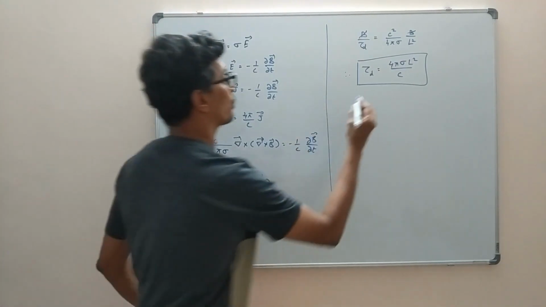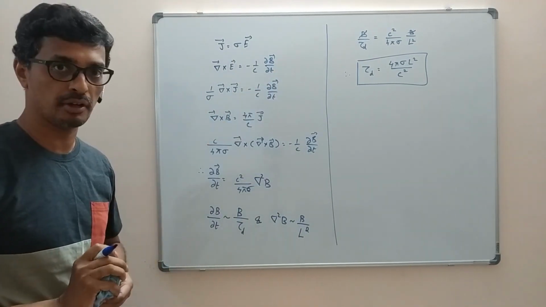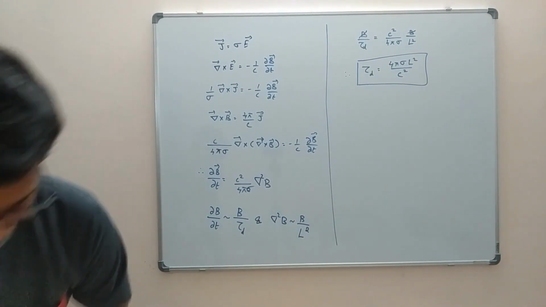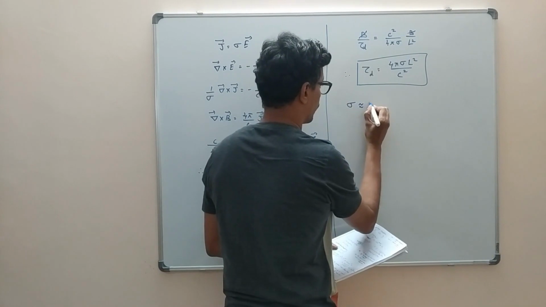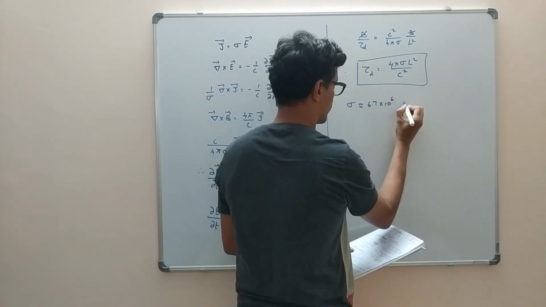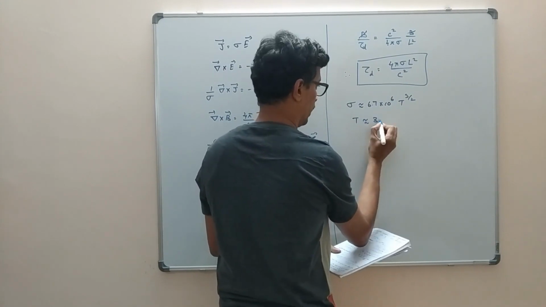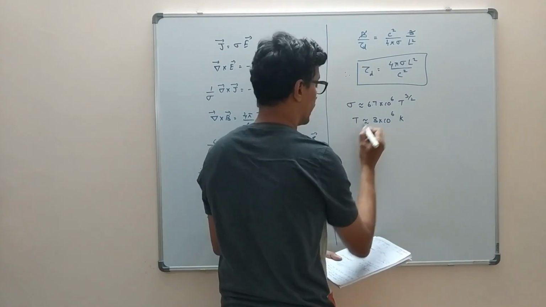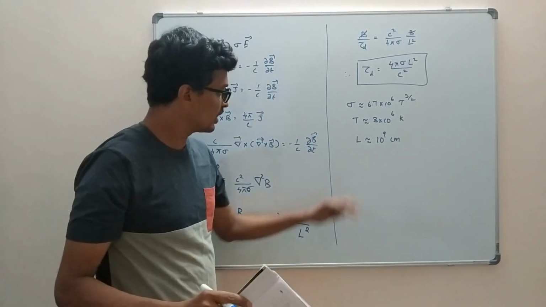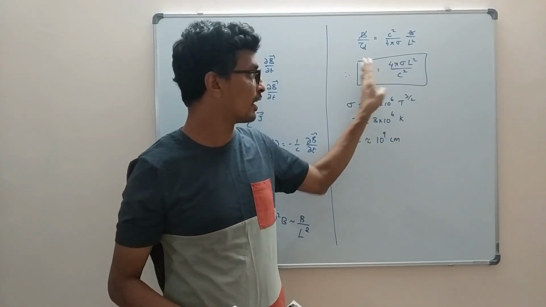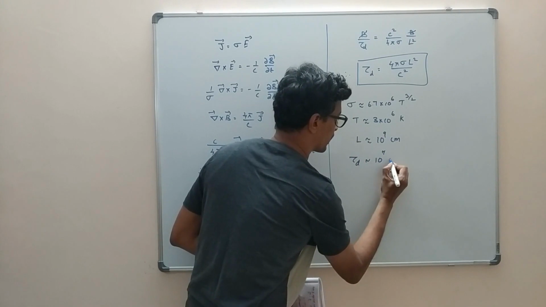Now let us put in typical values for a solar flare and see what tau D is going to be. For a typical solar flare, sigma is 6.7 into 10 to the power of 6 into T to the power of 3 by 2, the temperature T is 3 into 10 to the power of 6 Kelvin, and the length scale L is 10 to the power of 9 centimeter. Interestingly, when you put these values into this equation and calculate tau D, you will find it is of the order of 10 to the power of 7 years.